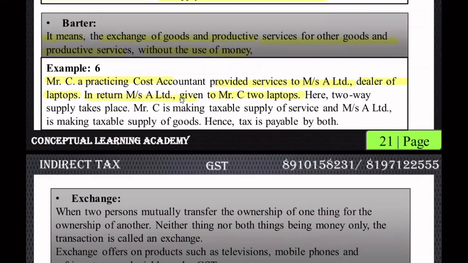Suppose the law wouldn't have mentioned that barter is also a supply, don't you think people would have started doing this? I'll give you services, you give me some goods, no GST. Don't you think that would have become one of the most foolish ways for the government to operate the law? Always try to think from a different perspective. Ask, Sir, if not this, then what? That will help you to understand things in a better way.